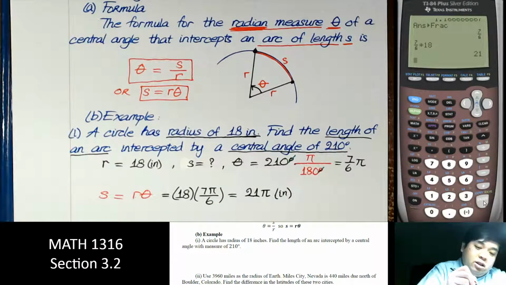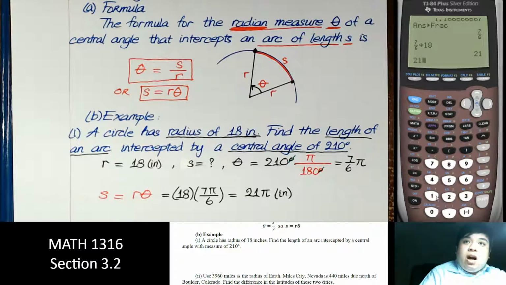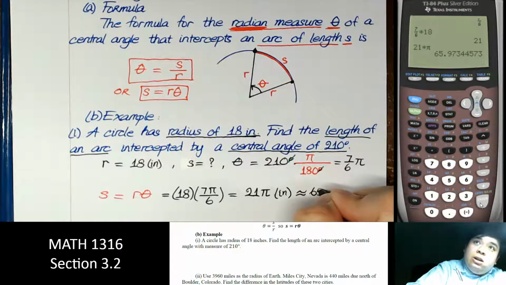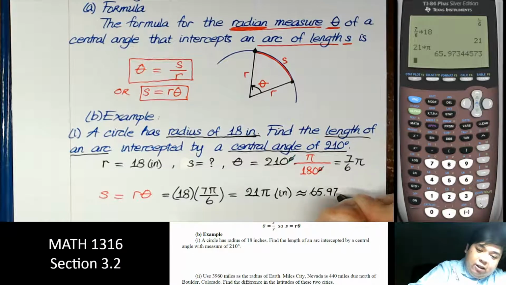If we want the approximation, 21 times pi, we hit the second function key, and that's simple. Right? Once again, second and a half. So approximately 65.97 inches.